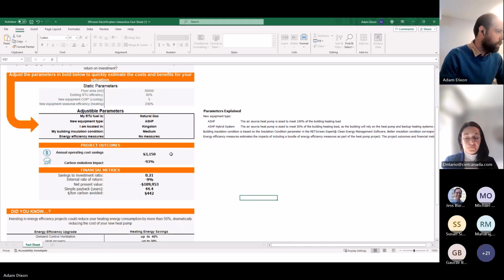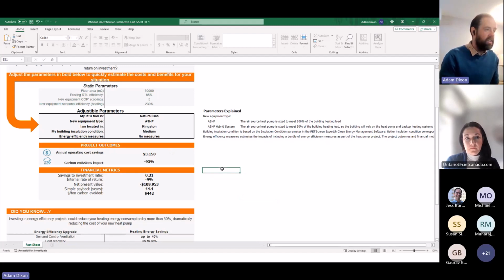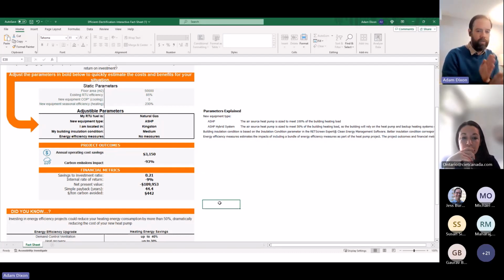So we have an annual operating cost savings of $3,150, so we save that annually. We have reduced our carbon emissions by 93%. Our savings to investment ratio is 0.21. And if you're unfamiliar with a savings to investment ratio, a ratio of 1 is the break-even point. That's where what you invest, you save. You're not making money, you're not losing money. So you ideally want to see this number above 1. The more above 1, the better this project is.